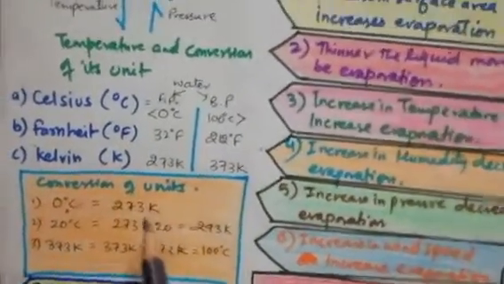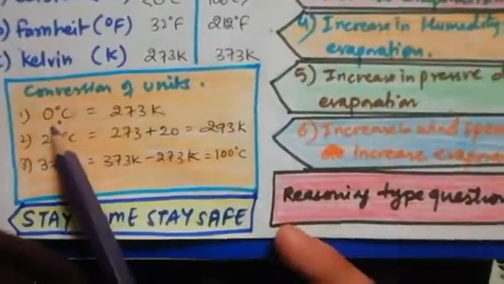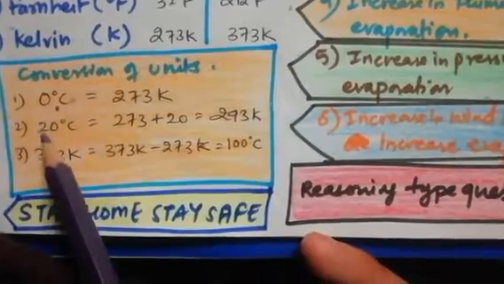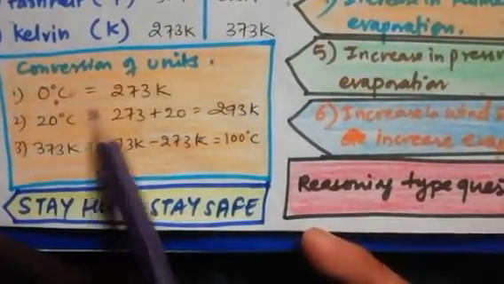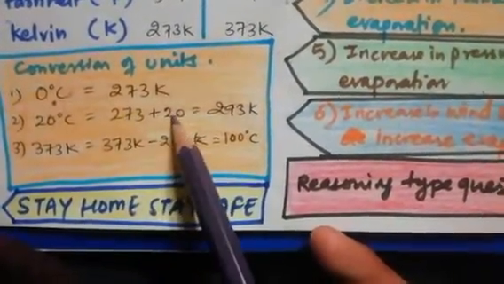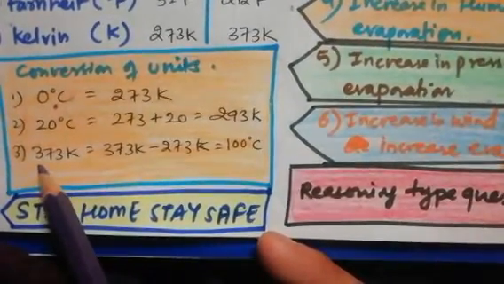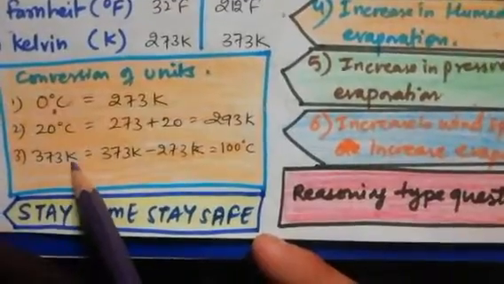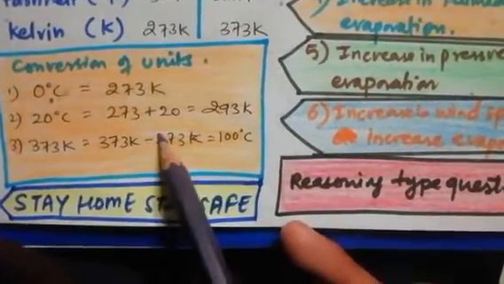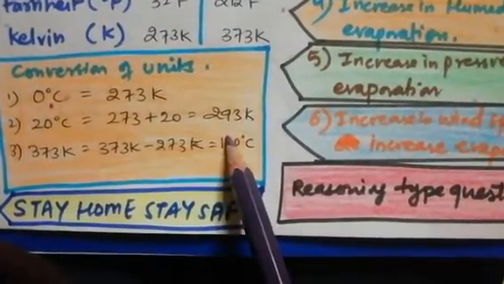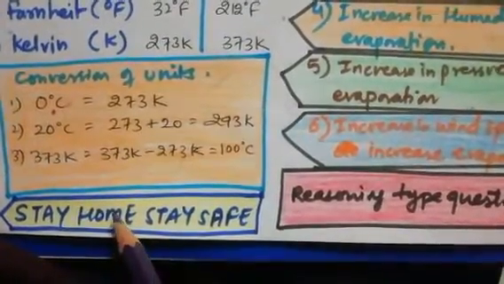Some questions come related to conversion. As we know, 0 degrees Celsius is equal to 273 Kelvin, so if we are asked what is 20 degrees Celsius, we simply add 273 to 20 and we get 293 Kelvin. In reverse, if we are asked how many degrees Celsius is 373 Kelvin, we subtract 273 from 373, which is 100 degrees Celsius. So we have already done this conversion.